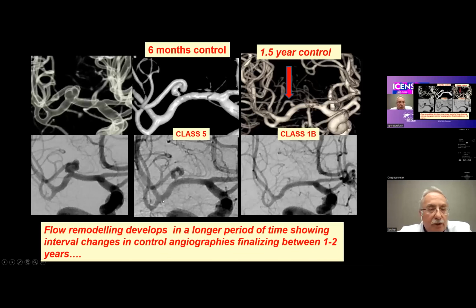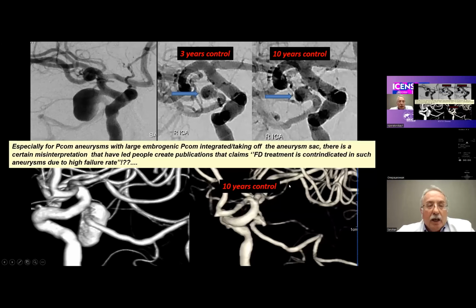And the flow diverter was obviously placed from M1 to the inferior trunk, jailing the aneurysm and the superior trunk. And it changed in 1.5 years with complete occlusion and that vessel's hypoplasia, which is class 1B.